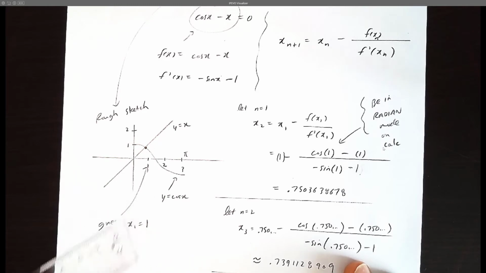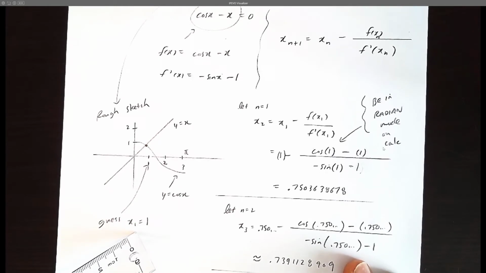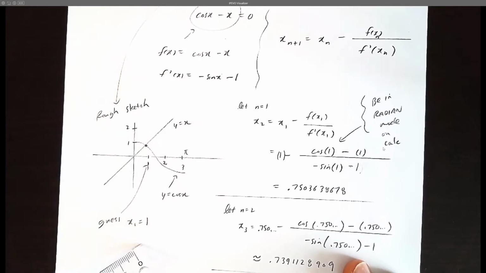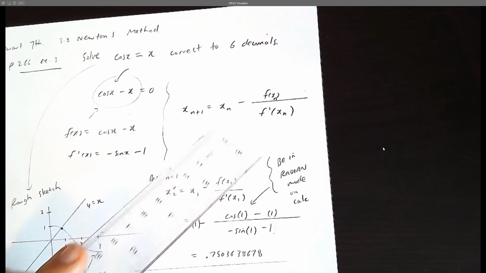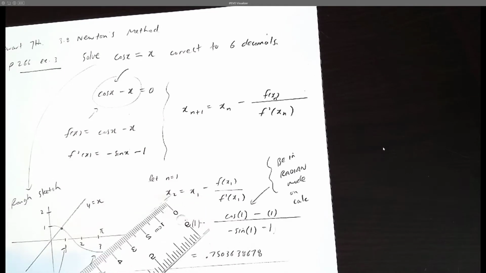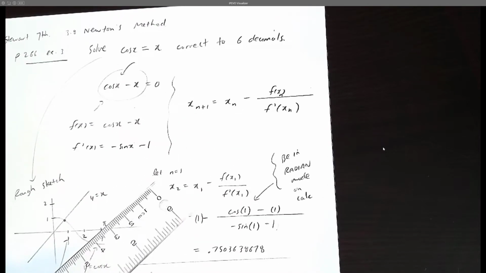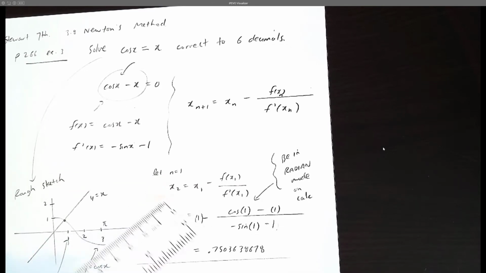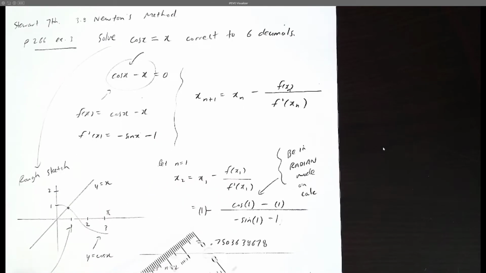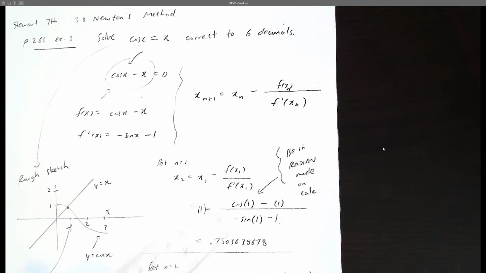So why don't we let our first guess for the solution for the x-intercept be 1. So we're going to set our first guess x1 to be 1, and therefore the next guess, x sub n plus 1, happens to be x2. When we set n equals 1, here's our formula. So plug in that first guess 1, and make sure you're in radian mode.